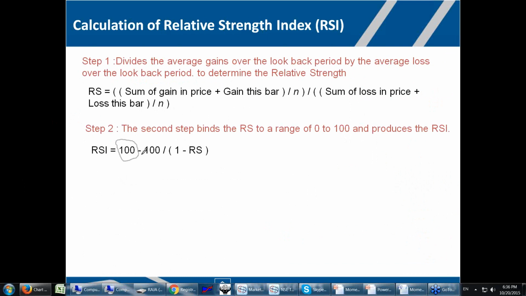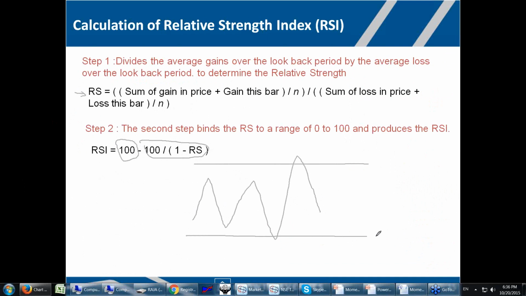So 100 minus 100 upon 1 plus RS. So this is step 1. You bind it to 100 so that it forms a percentage and it keeps moving. So this is your overbought and this is your oversold.